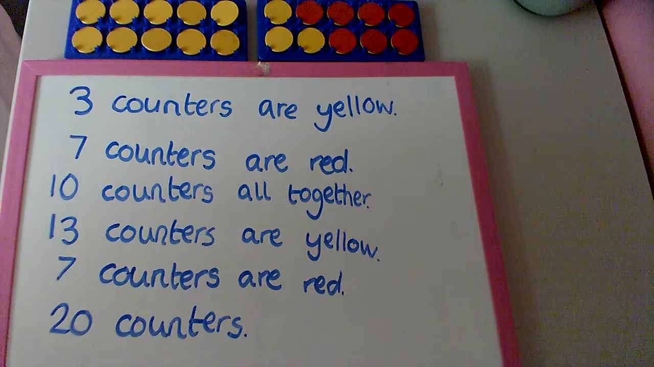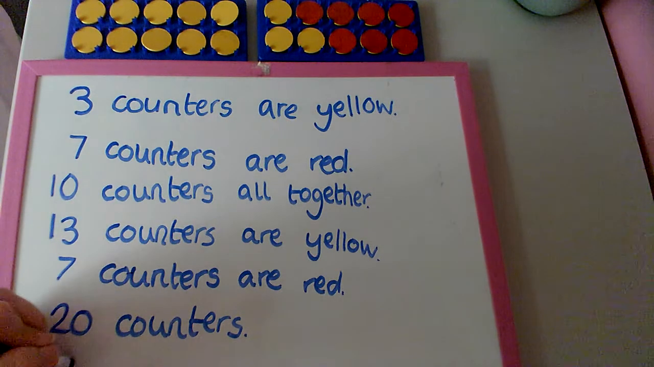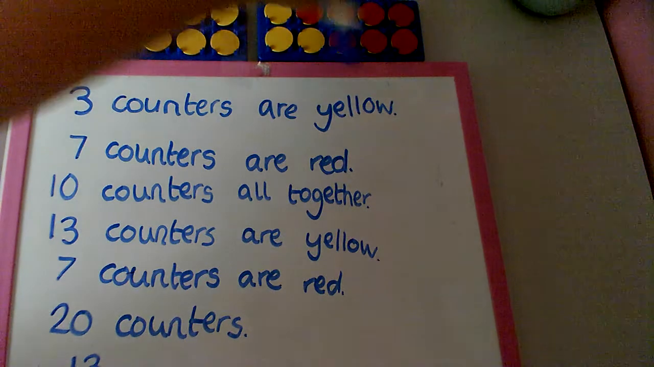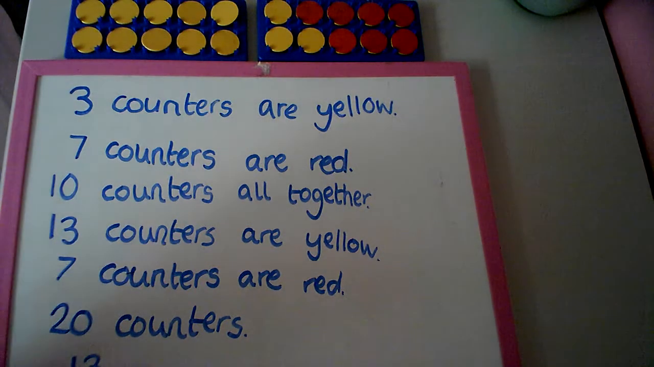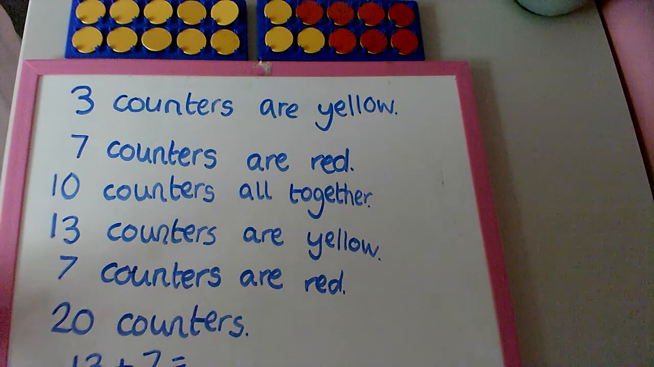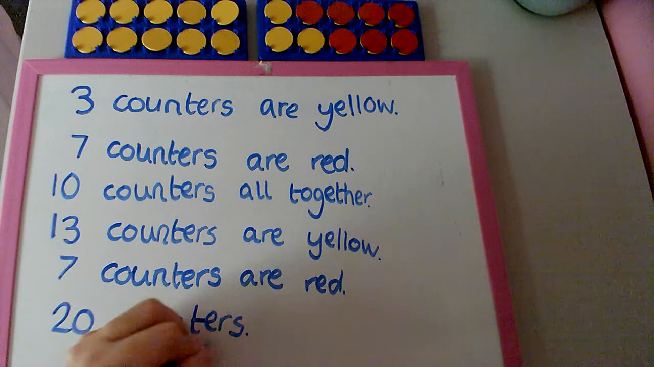So let's put that into a number sentence. So we need to add them all together. So we have 13 counters are yellow. So first there were 13 counters. Then, how many red were there? There were 7. So we have to add 7 on. And now, how many do we have in total? Oh, I forgot to put all together, but we have 20 counters all together.